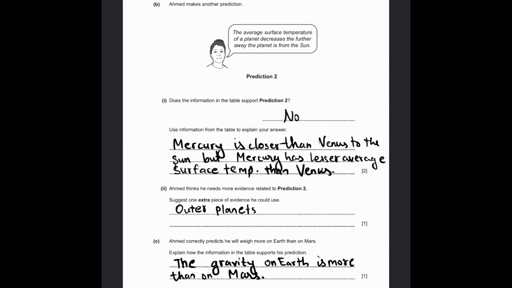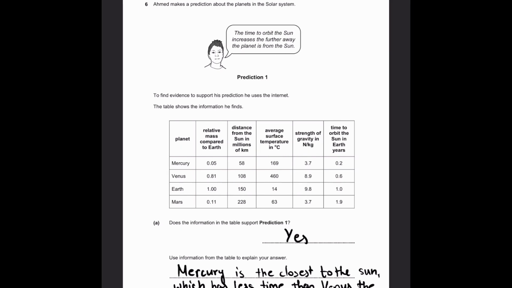B. Ahmed makes another prediction. The average surface temperature of a planet decreases the further away the planet is from the sun. Part 1. Does the information in the table support prediction 2? The answer is no, and why? We can see the two variables are the average surface temperature of a planet and the distance the planet is from the sun. So we can go over here: average surface temperature and distance from the sun.